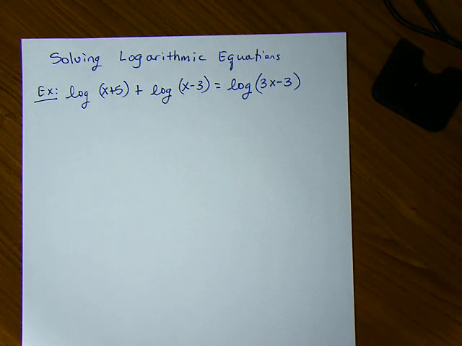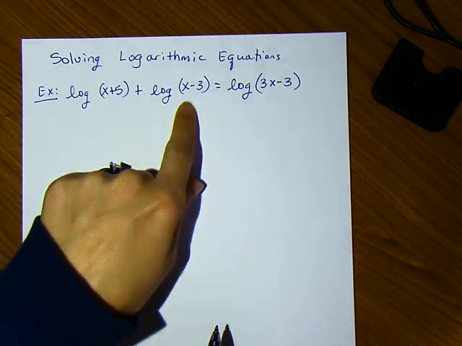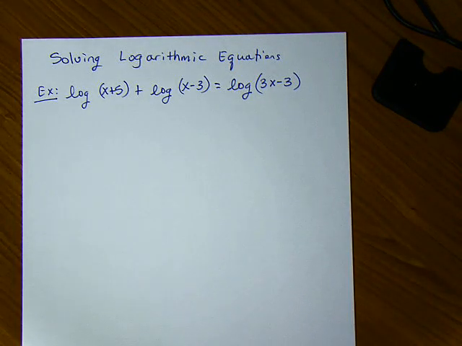Okay, so we're looking at solving logarithmic equations, and there are two different methods to solve them depending on what we have going on inside the problem. So we have here for an example log of x plus 5 plus log of x minus 3 equals log of 3x minus 3. Notice that all of my values are contained inside of the logarithm, so I don't have any random numbers being added or subtracted outside of the logarithms.